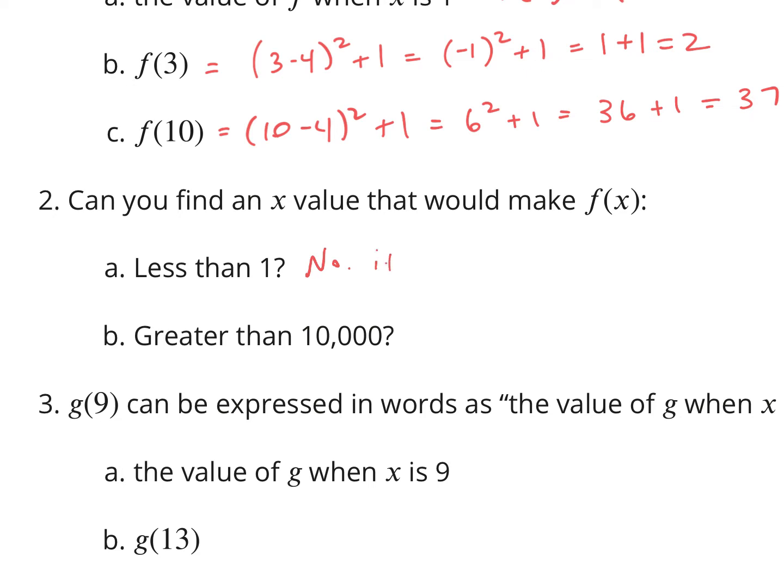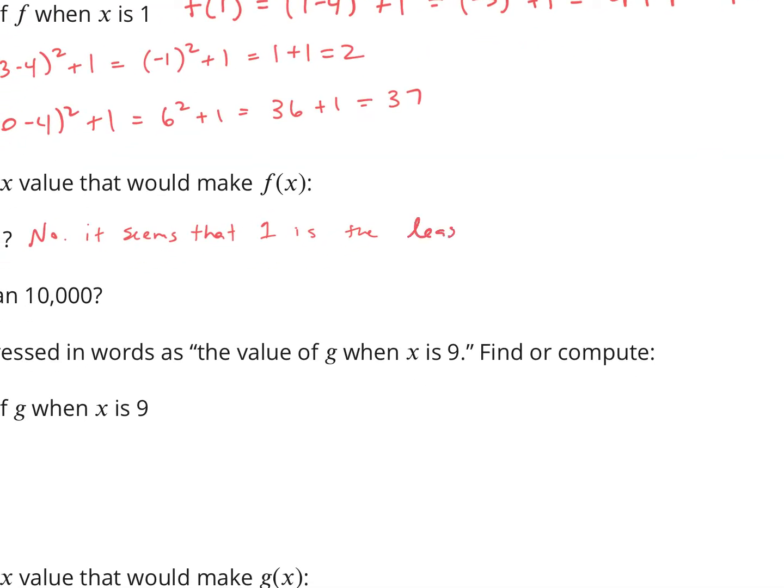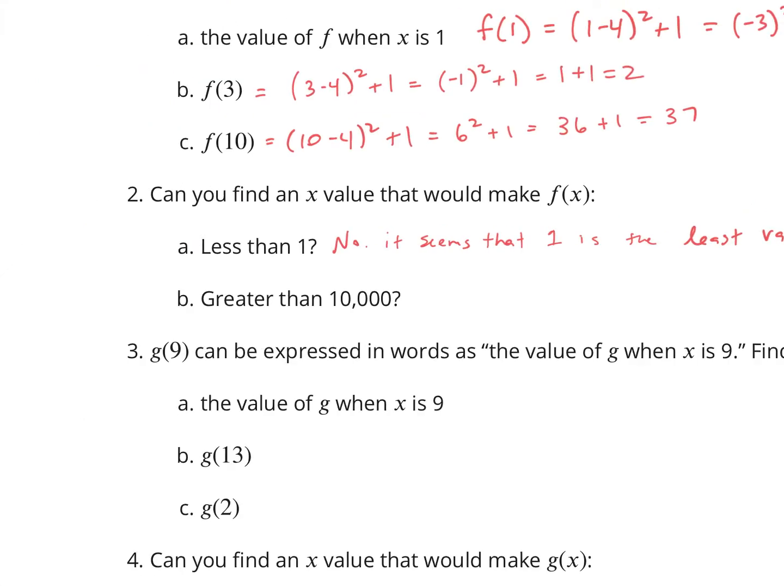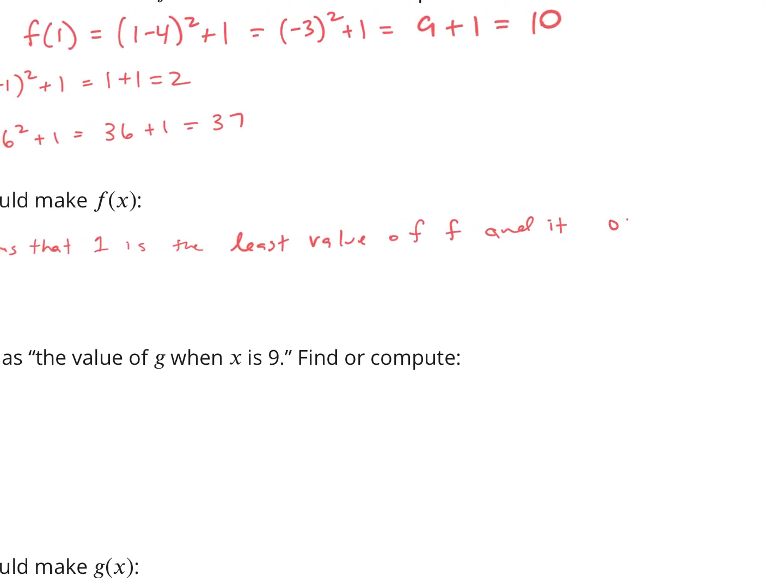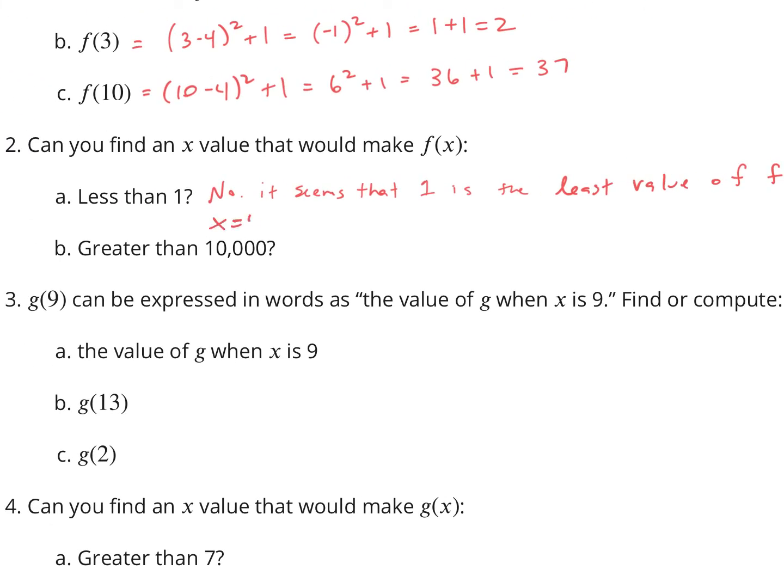it seems that 1 is the least value of f, and from that graph we can see it occurs at x equals 4. All the other possible outputs are going to be greater than 1.